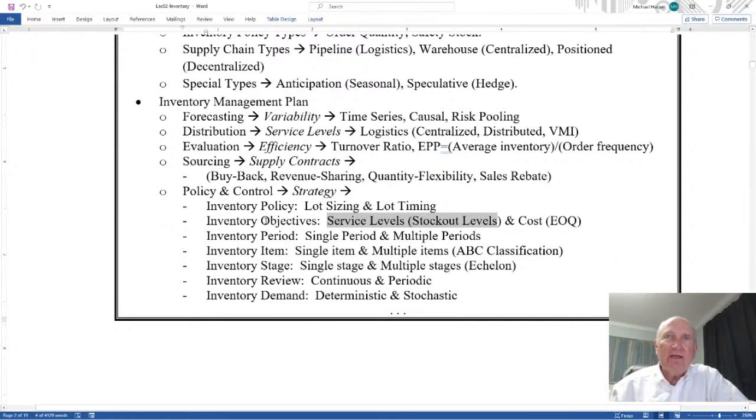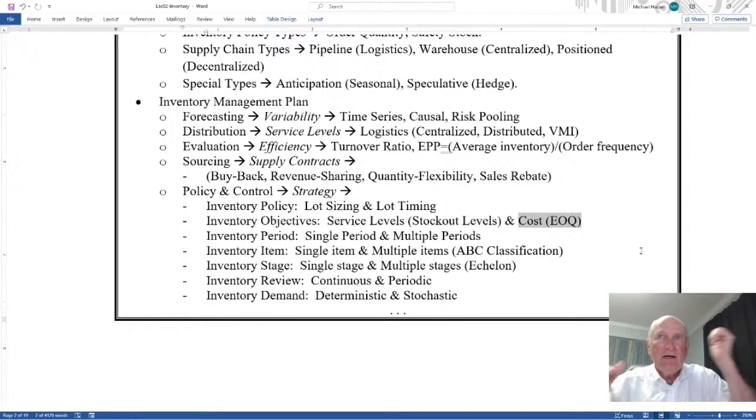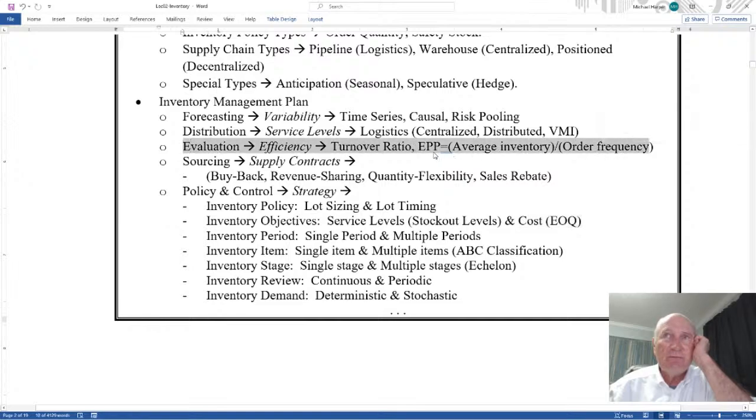And then finally, the objective is going to be cost. So there's your service levels, cost, and EOQ. We'll look at EOQ to minimize cost, and then we have our service levels. How do we balance those? Well, there's where we come into your evaluation, and the EPP and the turnover together will balance your service levels and cost, and we'll see how that's done today.